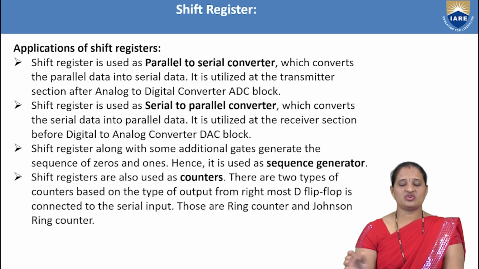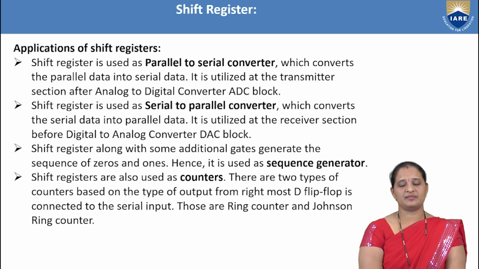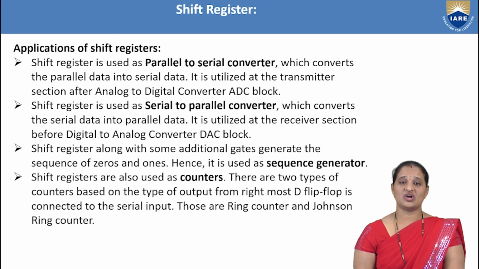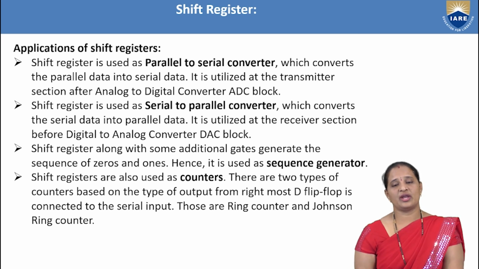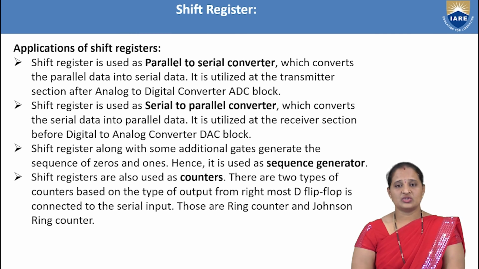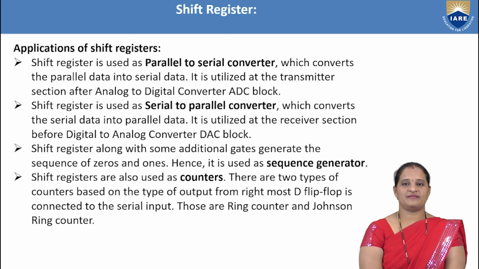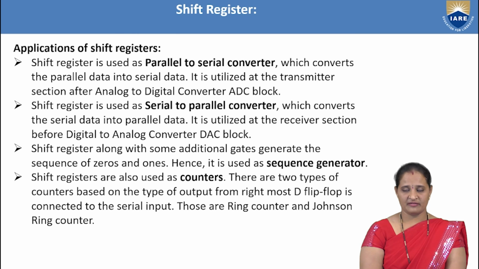Based on the connection of flip-flops, we can design two types of counter. What is a counter basically? It counts the events, that means it can count the occurrences of pulses. So the counter is a sequential circuit which counts the occurrence of an event, or else which counts the pulses in a clock. So here we can design two types of counters using shift register, ring counter and Johnson ring counter, which are based on the connection provided from the rightmost flip-flop to the leftmost flip-flop. That we will be studying in further classes.